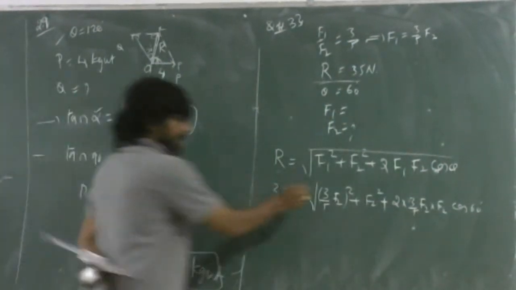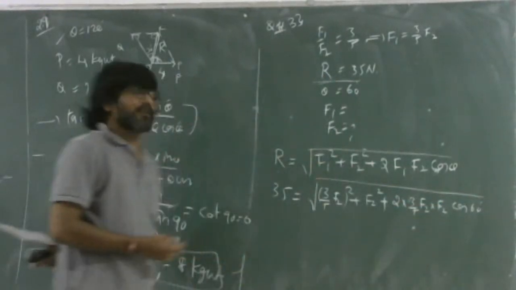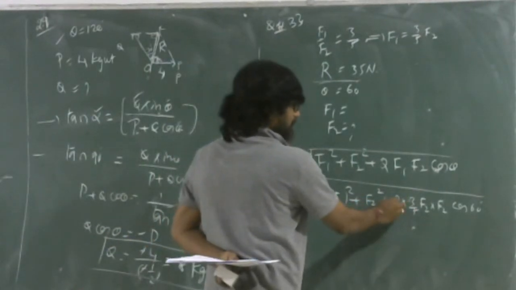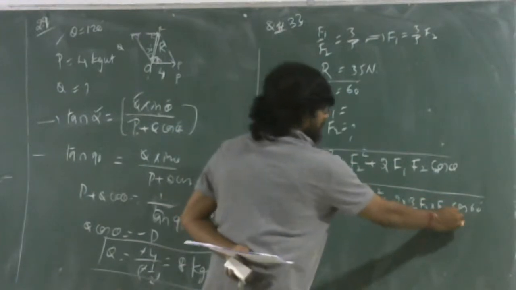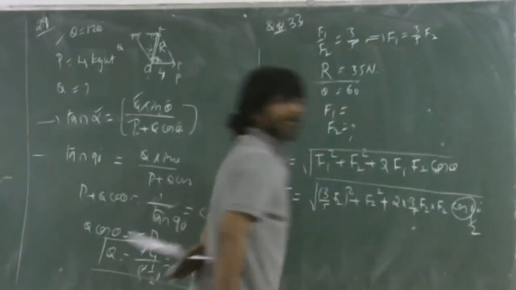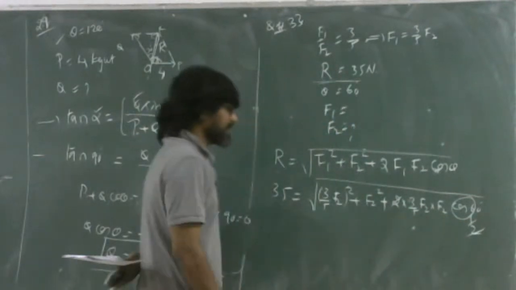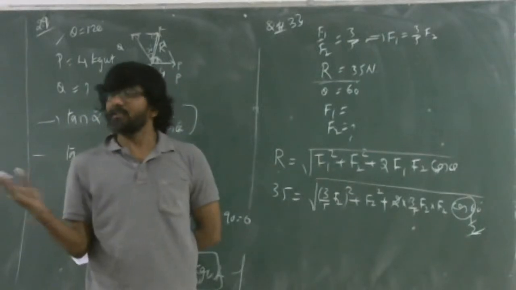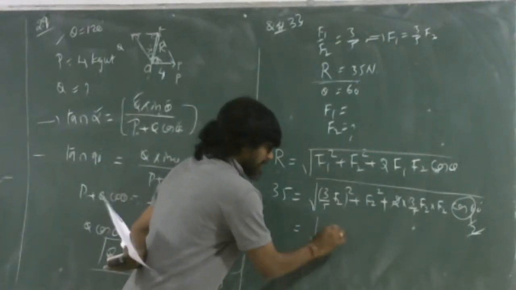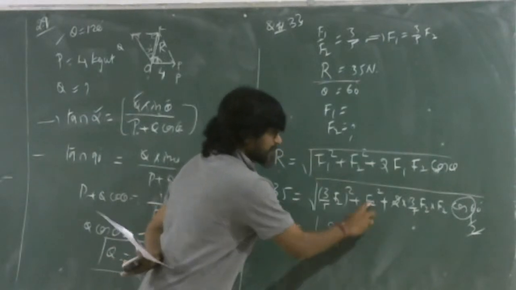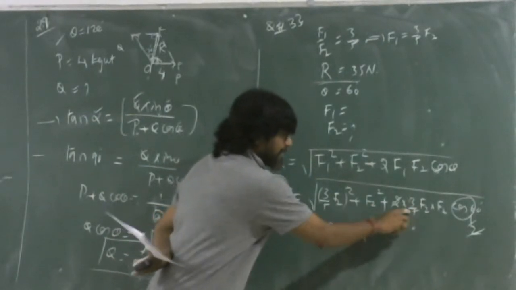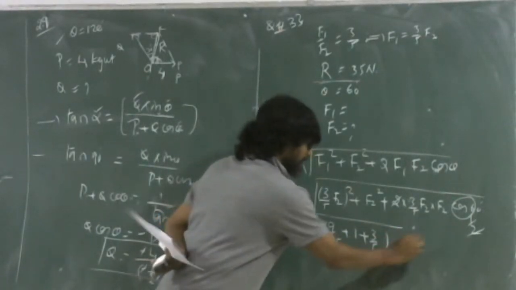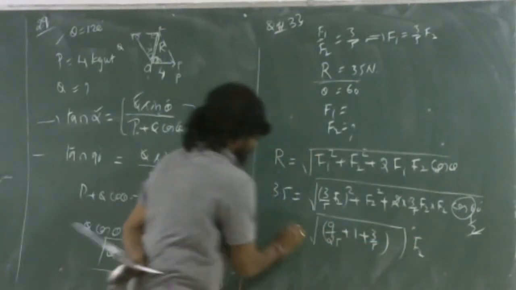Next, simplify this. What do you get? 3/5 F2 squared, so 2 into 3/5 into F2 squared, cos 60 is 1/2, so the 2 cancels here. So we get F2 squared. If we take F2 out as common, we get the square root of 9/25 plus 1 plus 3/5 into F2, and F2 you can bring out, is equal to 35.